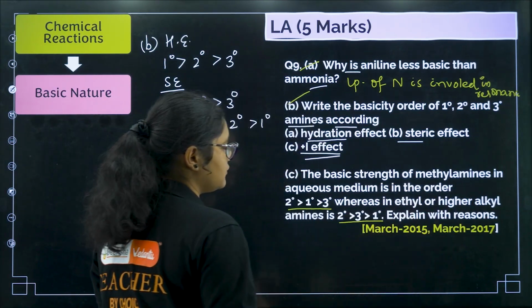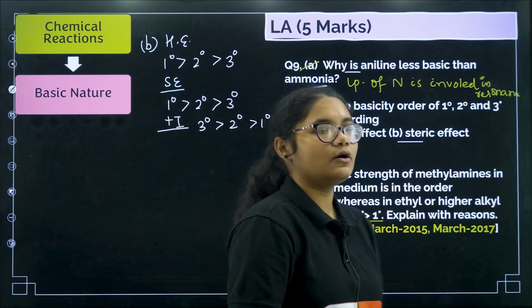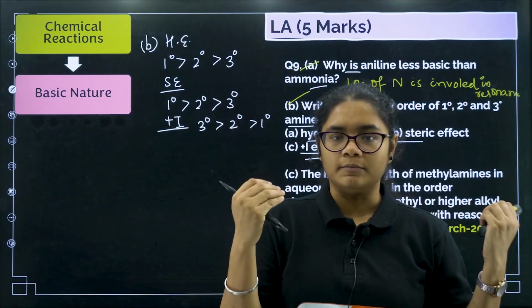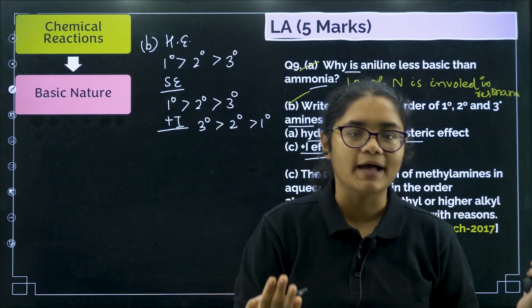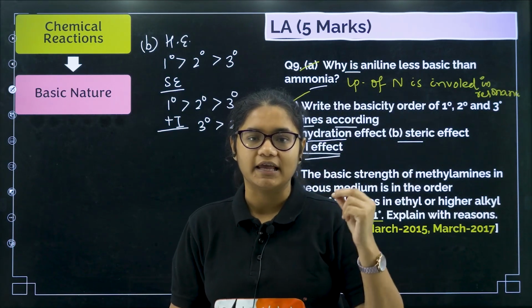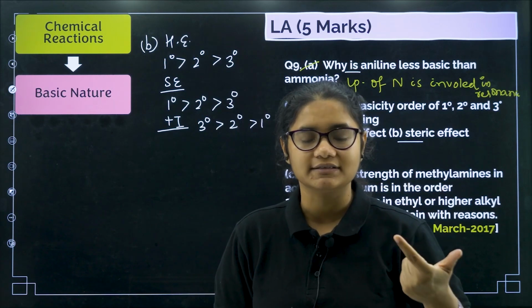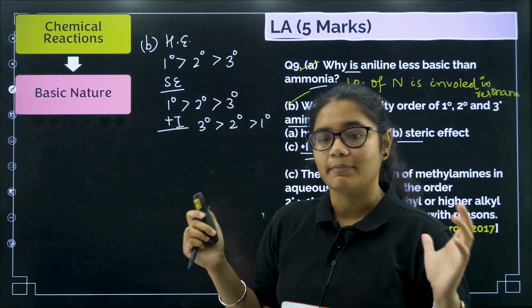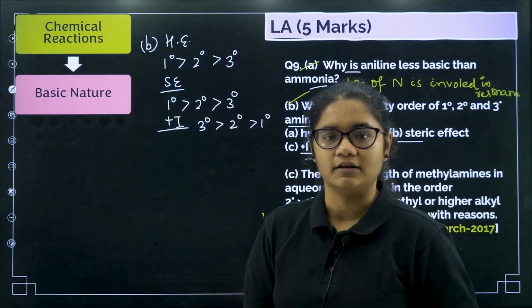Next, the basic strength of methyl amines in the aqueous medium is in the order of 213, whereas in ethyl amines it is 231. Explain with reason. So why the order is changing in aqueous medium, and also why it is different for methyl group and ethyl group. So in aqueous medium there are two factors which are playing a role, the hydration effect and the steric hindrance, as well as the inductive effect.